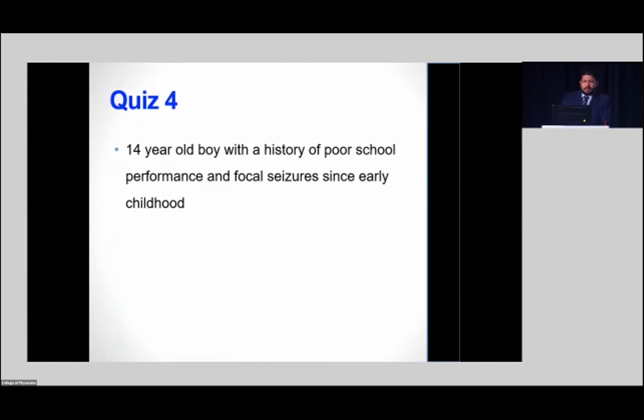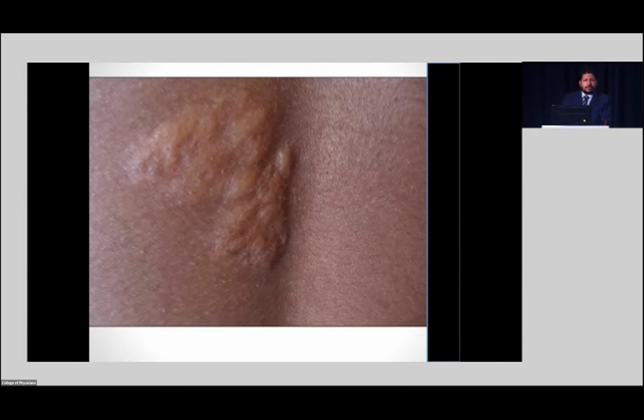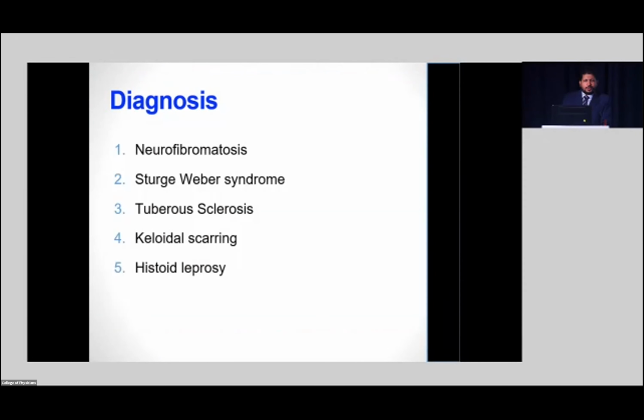Next, we have a 14-year-old boy with a history of poor school performance and focal seizures since early childhood. This is a relatively easy one, I hope. So you can appreciate there are multiple nodules and papules involving his face and a large plaque on his forehead, a forehead plaque. This lesion was there on his lower back, a dermal plaque. So time to start voting. What is the diagnosis?